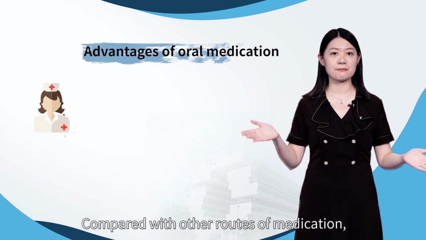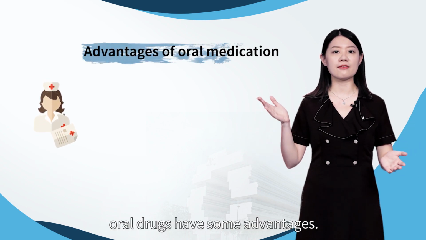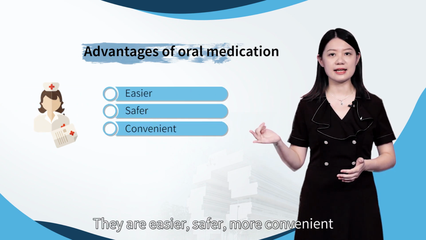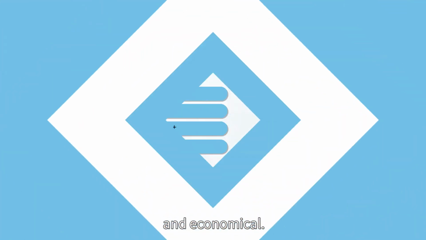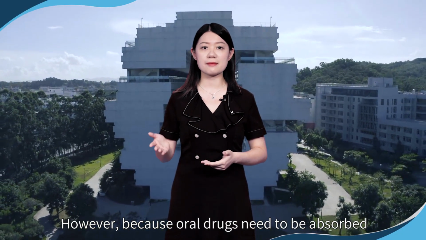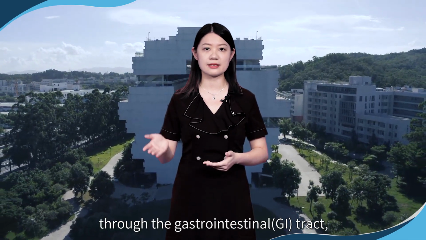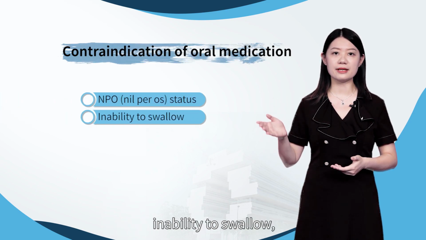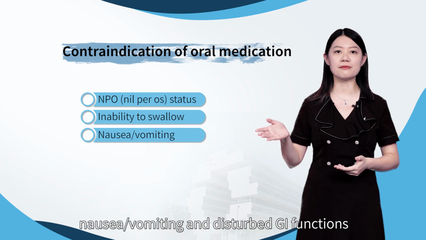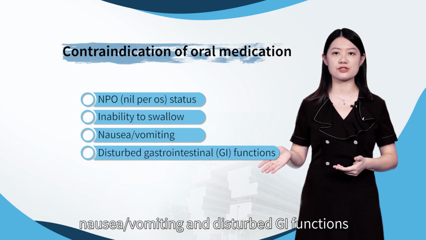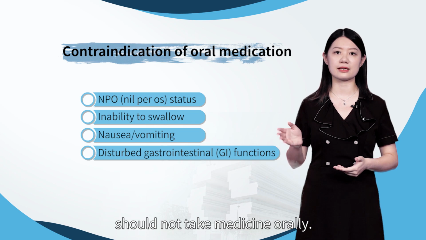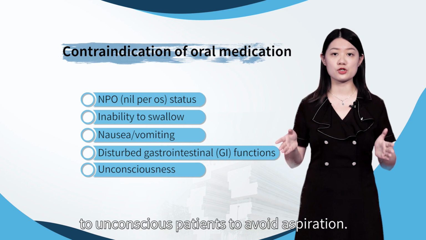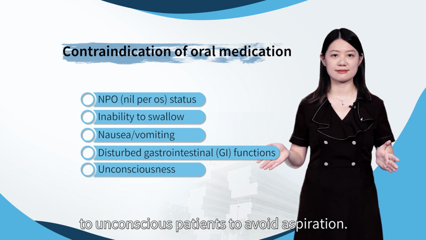Compared with other routes of medication, oral drugs have some advantages. They are easier, safer, more convenient, and economical. However, because oral drugs need to be absorbed through the gastrointestinal tract, patients with NPO status, inability to swallow, nausea or vomiting, and disturbed GI functions should not take medicine orally. Besides, we should not give oral medication to unconscious patients to avoid aspiration.